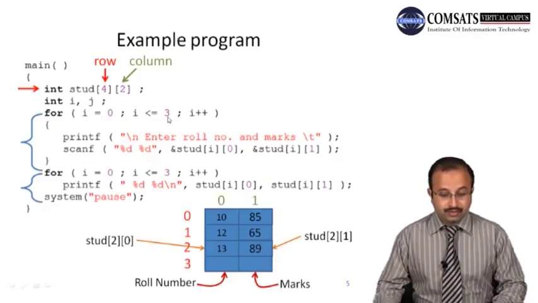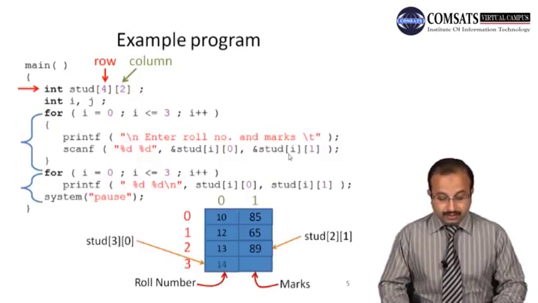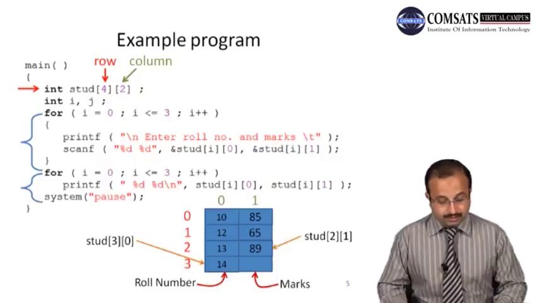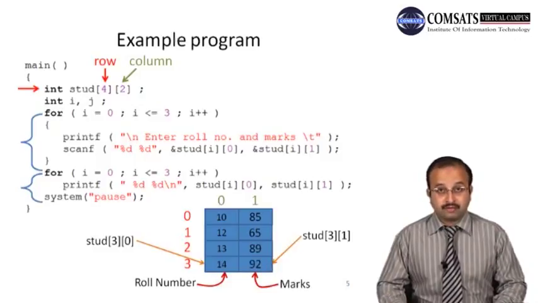So 3 less than or equal to 3, the condition is true. So this is the last time the loop will be executed. The message will be displayed again, enter roll number and marks, and this time the roll number is stored at stud30, which is this element, and 14, let's say the user input, will be stored at that location, and stud31 is this position you see in the figure, and let's say the user enters marks 92, which will be stored at stud31.